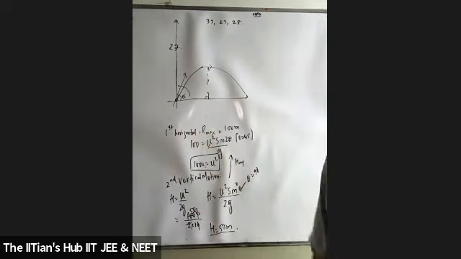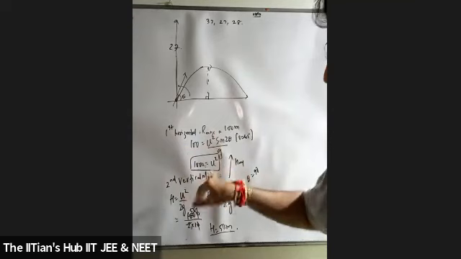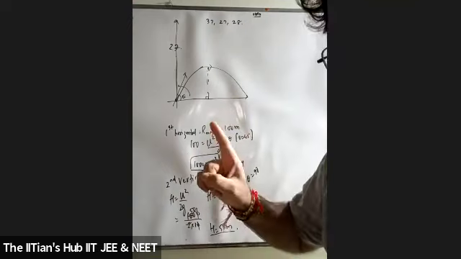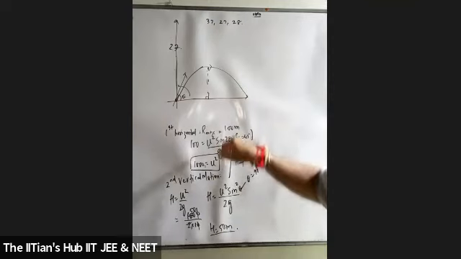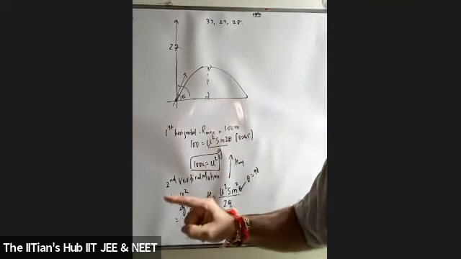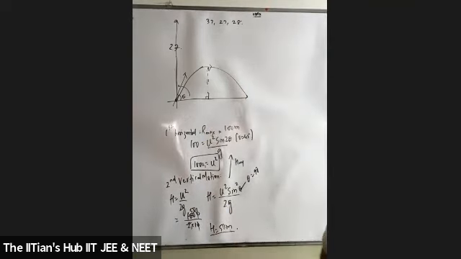That means if I throw a body with a speed of 10√10 meters per second, students, 10√10 meters per second, at an angle of 45 degrees, it can cover a maximum horizontal distance of how much? 100 meters. And the same body, if I throw with a speed of 10√10 meters per second vertically upwards, it can go to a height of 50 meters. Is this clear? Do you understand what exactly the question is?